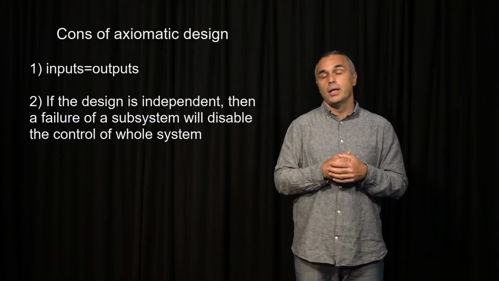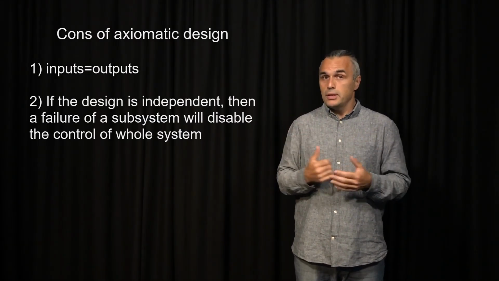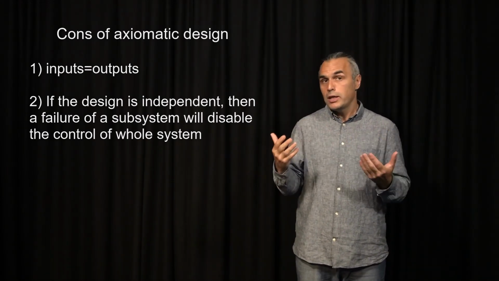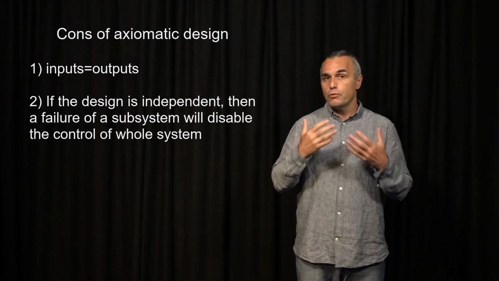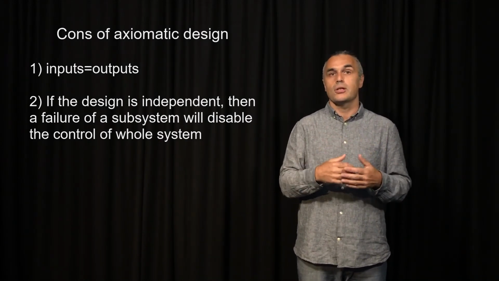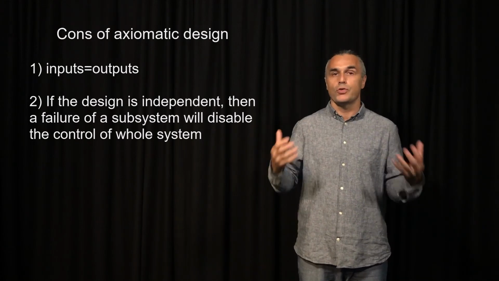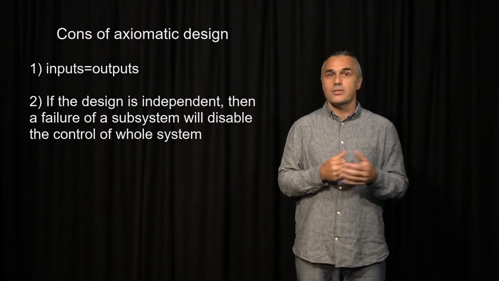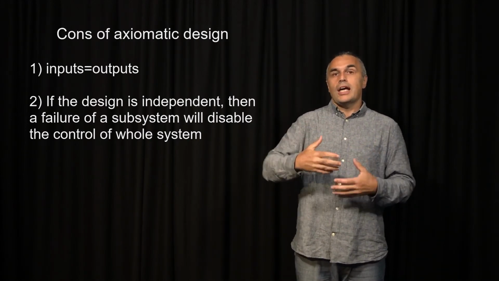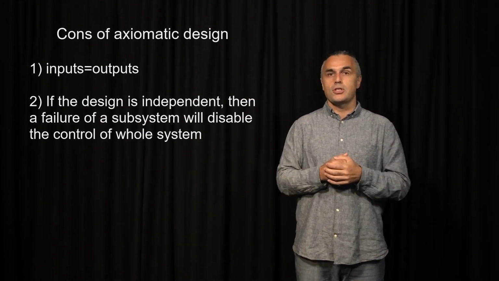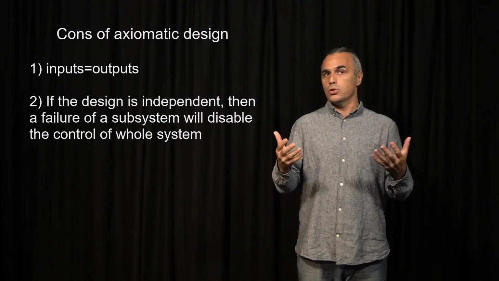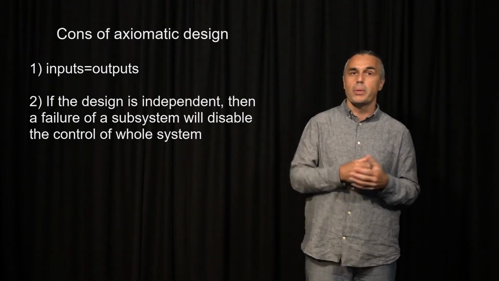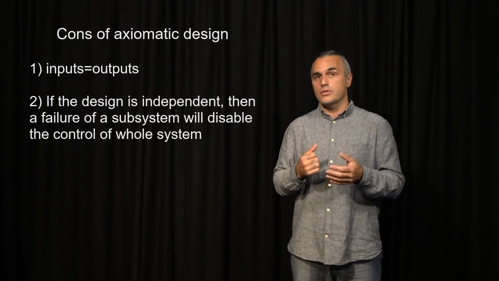The second problem is that the design is independent, but then we are not able to talk about a system anymore, and I will explain why it is bad. So in fact, we have to talk about a system that has fallen apart into a number of independent subsystems, scalar input-output elements. That means that a failure of any of these subsystems will totally disable the control of this specific output parameter. The system becomes less robust, less controllable in this sense.